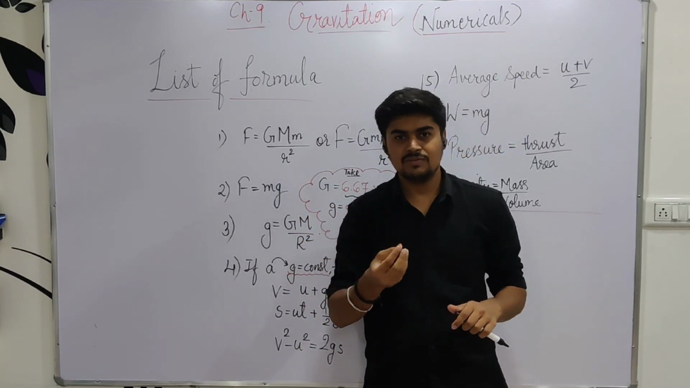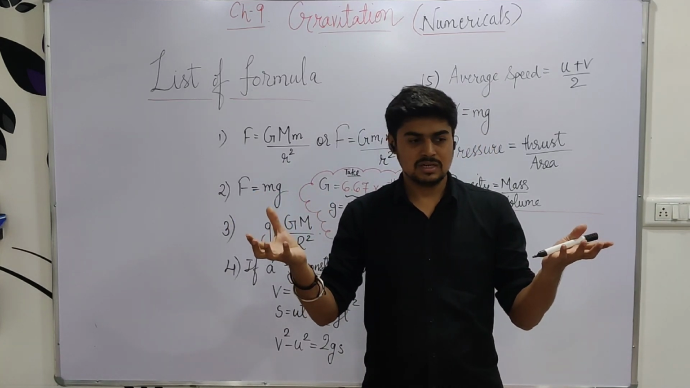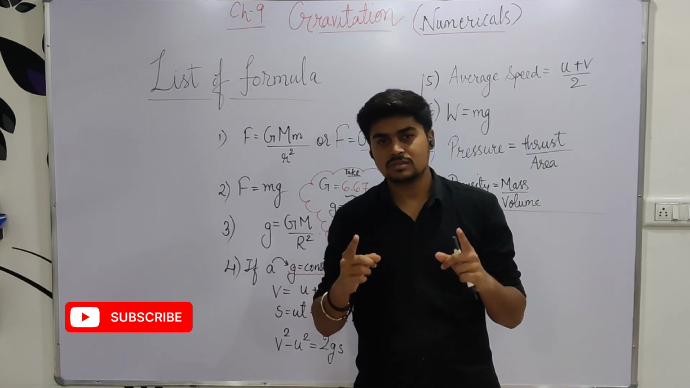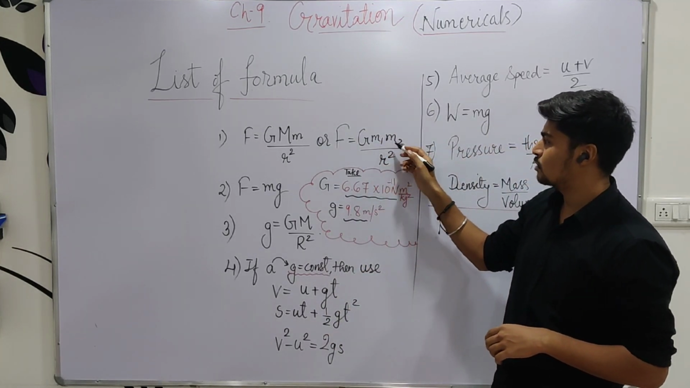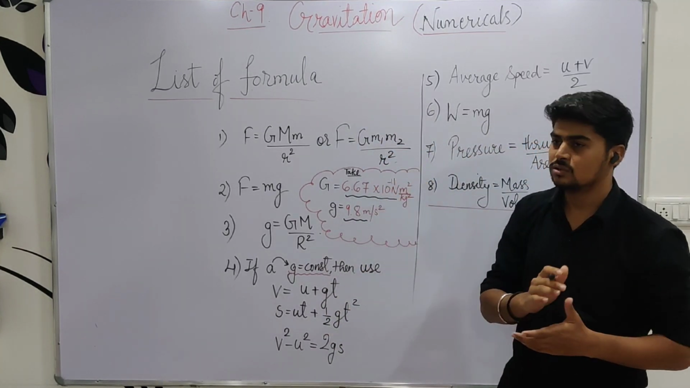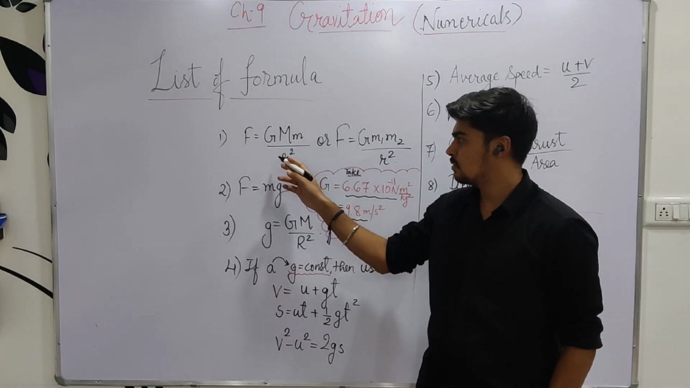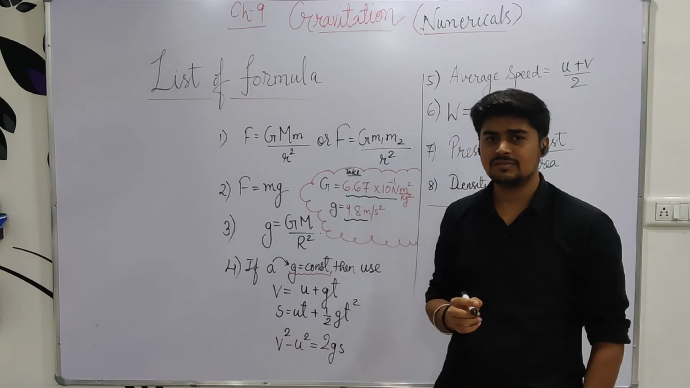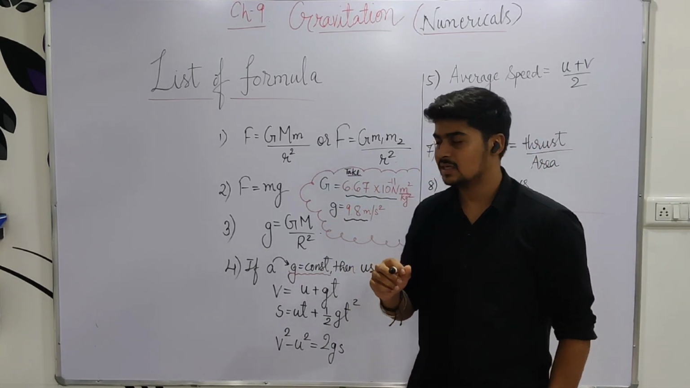Or else we define it in generalized terms: every object in the universe attracts every other object with a force which is directly proportional to the product of the masses and inversely proportional to the square of distance between them. So this will be the generalized formula, and we will use this formula basically when we talk about a planet and an object, so that we can compare easily.